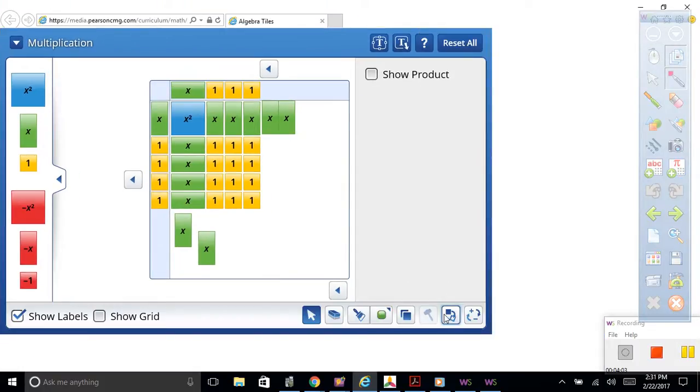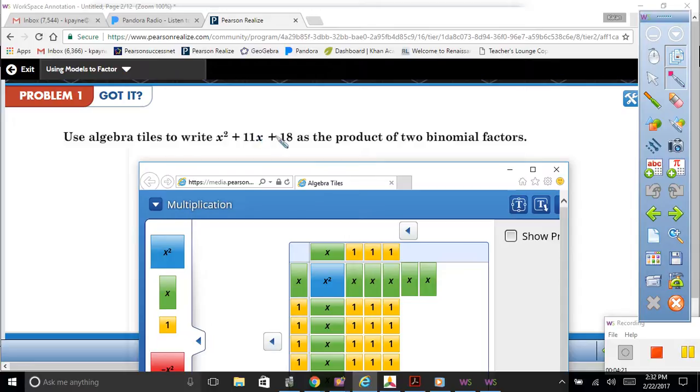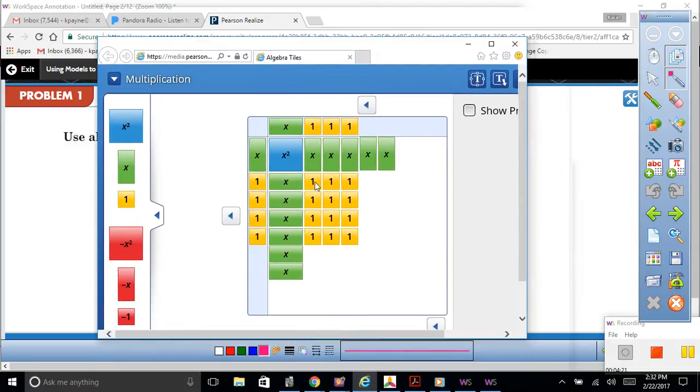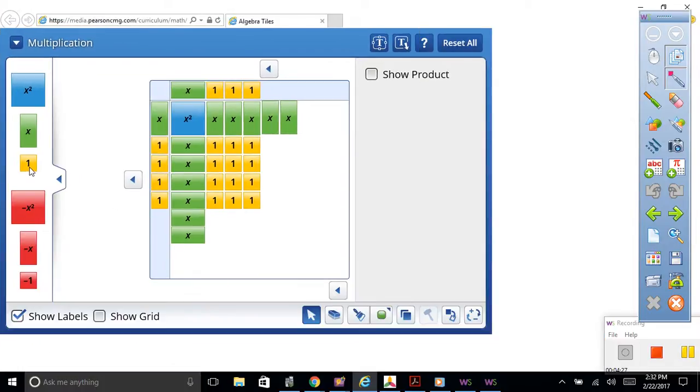Let me turn those. Okay, let me recount, make sure I have 11. 1, 2, 3, 4, 5, 6, 7, 8, 9, 10, 11. Okay, and then of course we've got to fill in with those more units, and we're supposed to have a total of 18 units. Right now I have 3, 6, 9, 12, so I'm only supposed to add 6 more. So 1, 2, 3, 4, 5, 6.